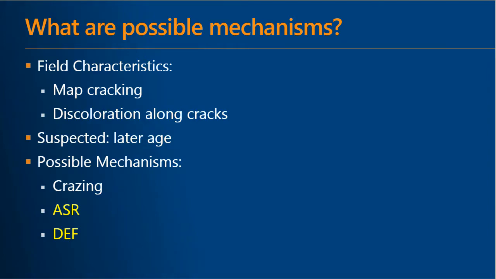shallow cracks that form typically on horizontal surfaces that are receiving a trowel finish. The surface is allowed to dry out, and these cracks really only penetrate a couple of millimeters. But on exterior or even interior elements, we start to think about, okay, this map cracking may be a sign of some possible deterioration mechanisms, such as ASR, or alkali silica reactivity, or DEF, or delayed ettringite formation.